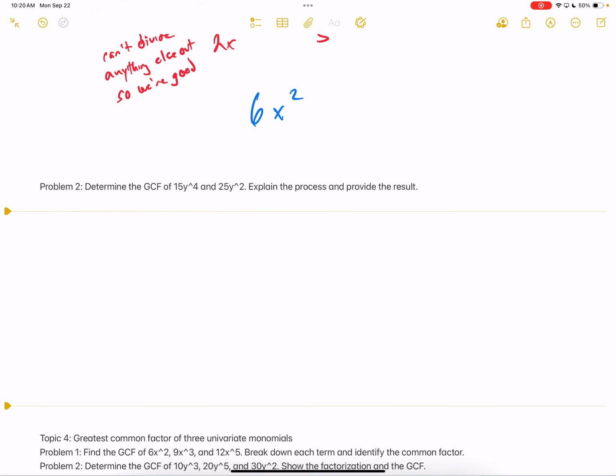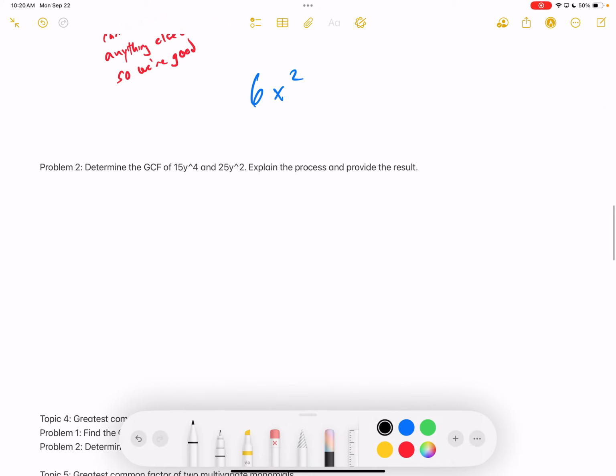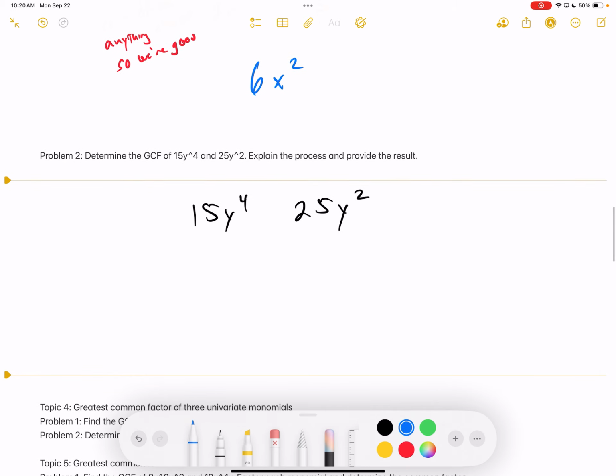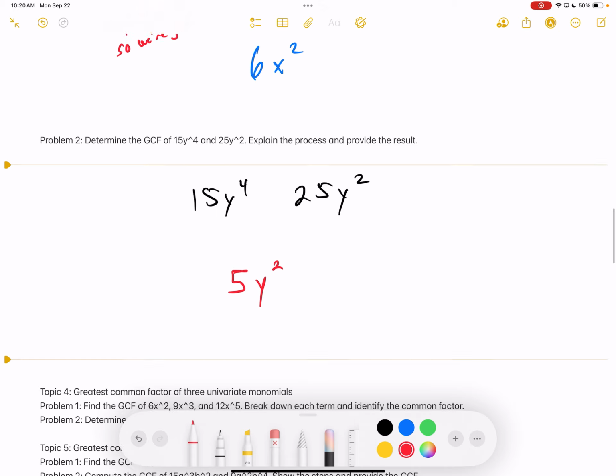I don't know if this one's a good one to show you. Okay. So 15 and 25, most of y'all probably see that that's 5. Like 5's the biggest number I can take out of there. What about my y's? Do I take 4 y's or 2 y's? 2. You take the smallest one.